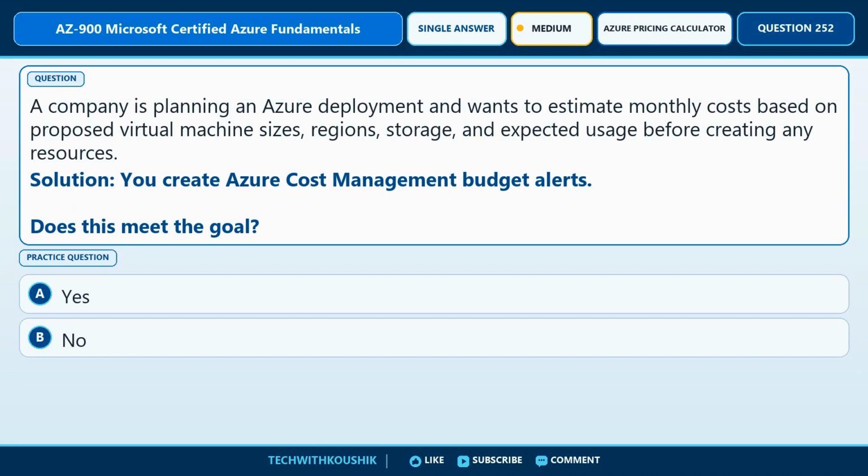Now for question number 252. A company is planning an Azure deployment and wants to estimate monthly costs based on proposed virtual machine sizes, regions, storage, and expected usage before creating any resources. Solution: you create Azure Cost Management Budget Alerts. Does this meet the goal? Option A, yes. Option B, no.